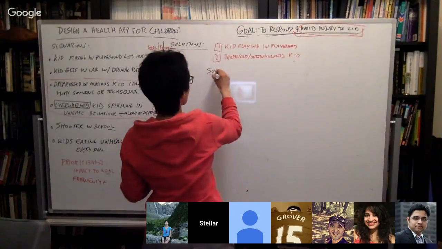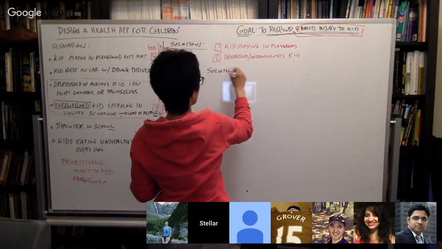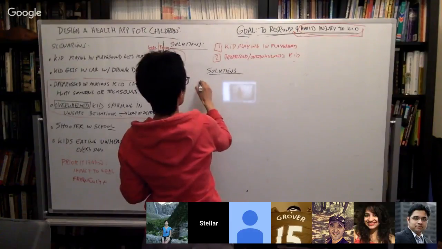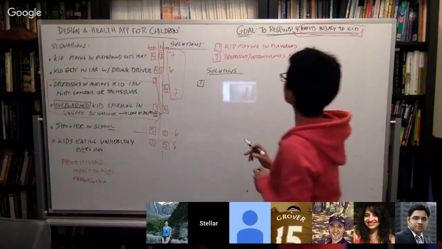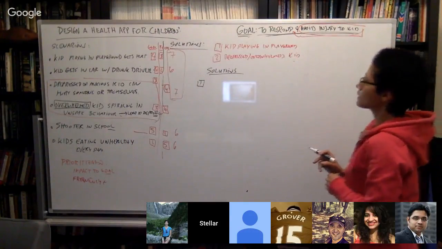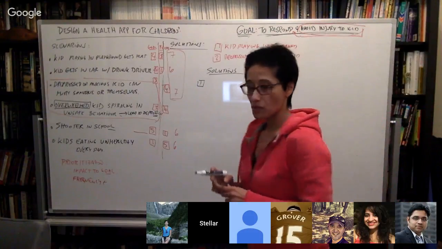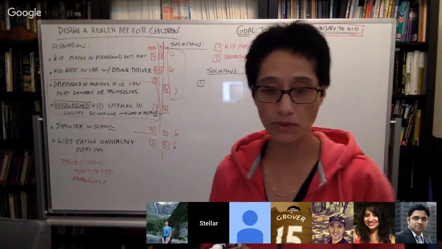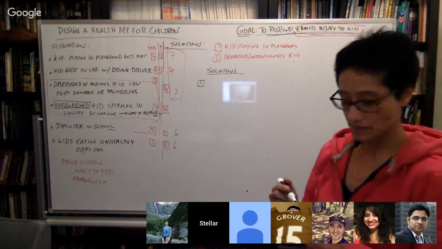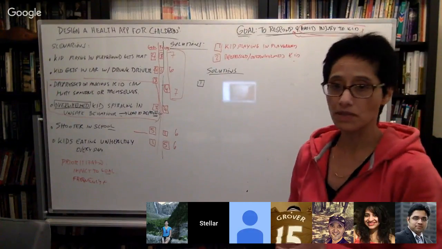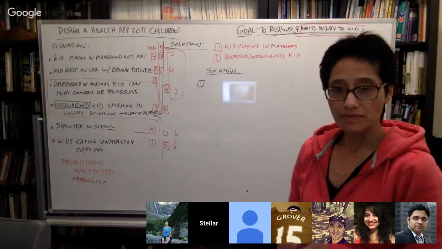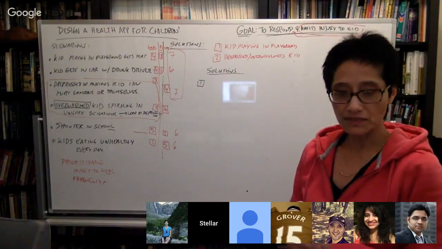Remember, it's an app for the phone, right? So let's start with solutions for one. Keep playing in the playground and gets hurt, and you want to respond really quickly, or not, depending on the injury, right? Ideas?